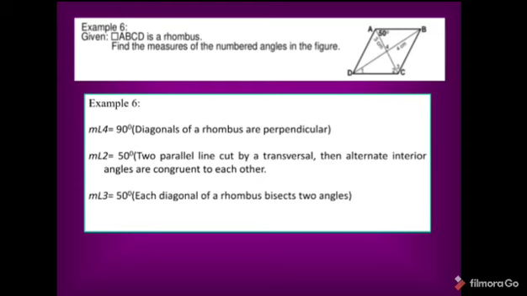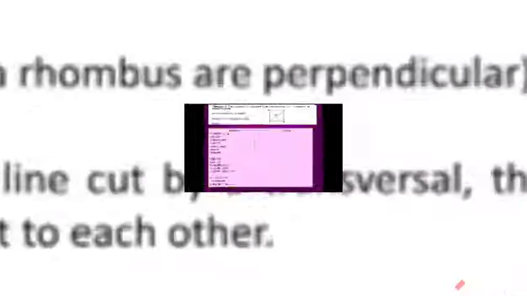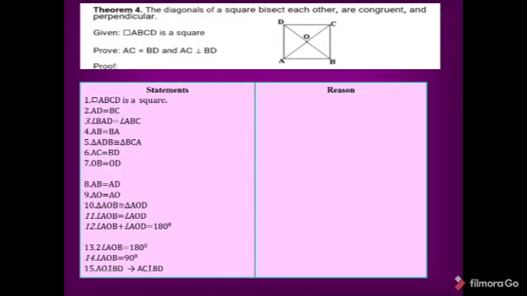Now how about the measure of angle 3? That will also be equal to 50 degrees since each diagonal of a rhombus bisects two angles. Lastly, we have the measure of angle 1, which will be 40 degrees, because the acute angles of a right triangle are complementary. Let's proceed to theorem number 4.